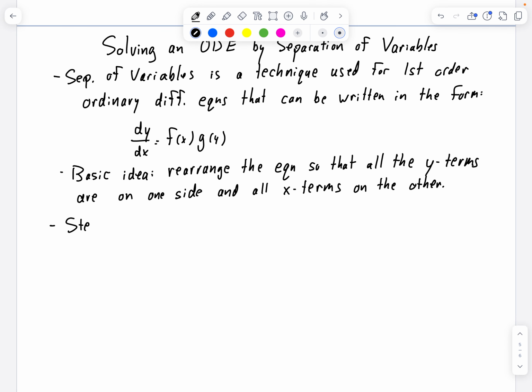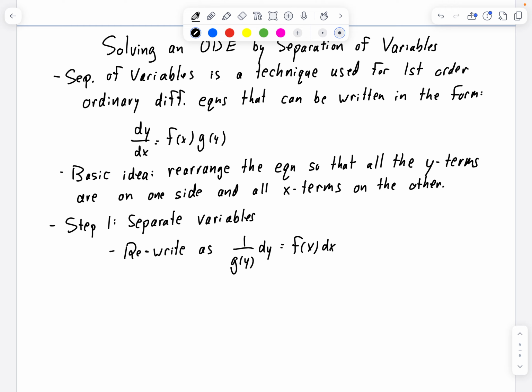So step one is to separate those variables. So in order to do this, we want to rewrite our equation as 1 over g of y times dy is equal to f of x times dx. So in this way, everything that has an x in it is on the right-hand side of the equation with dx, and everything that has a y in it is on the left-hand side of the equation with dy. So that's the first step.